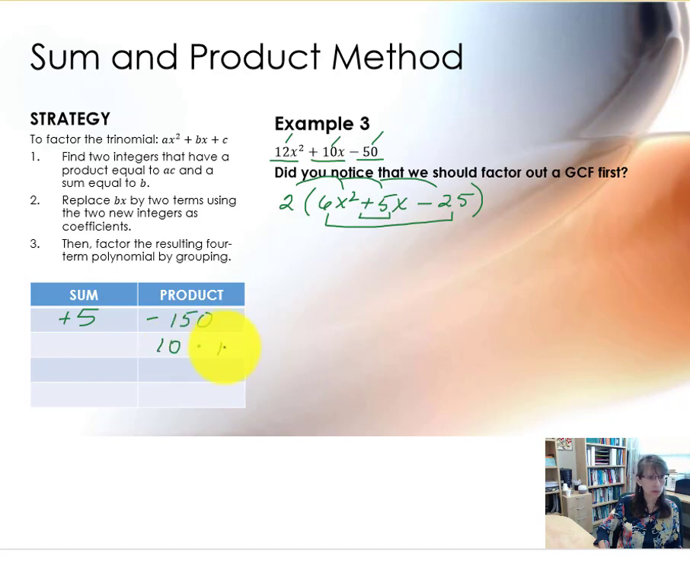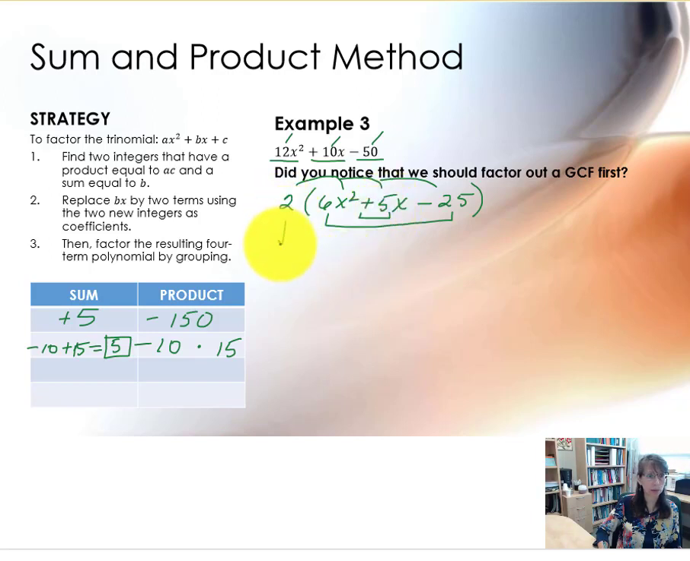So 10 times 15 would make 150. And one of these factors must be a negative number. If I choose 10 to be negative, then -10 plus 15 equals +5. Well, that works out. That's exactly what we want. So I know to replace the middle with -10x and +15x.